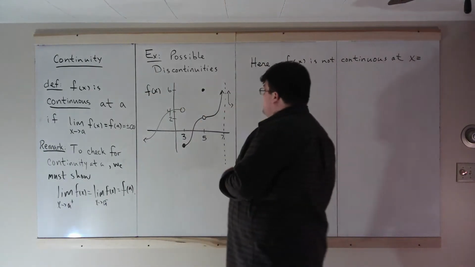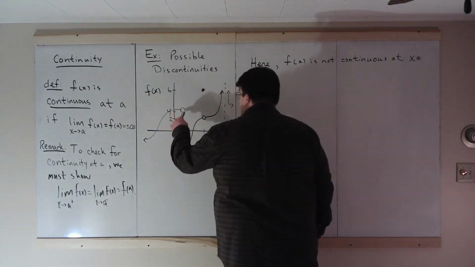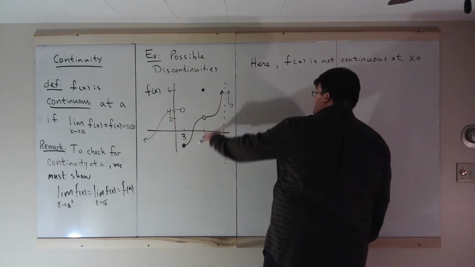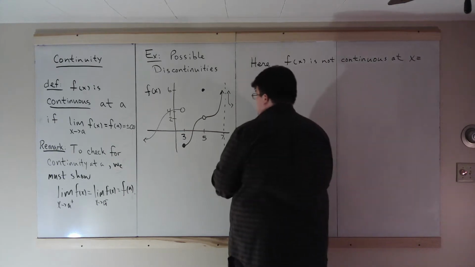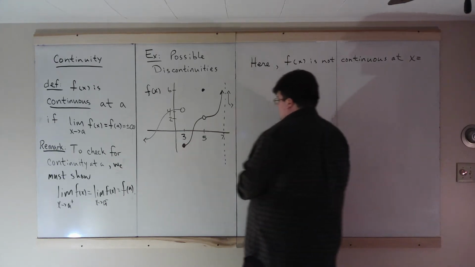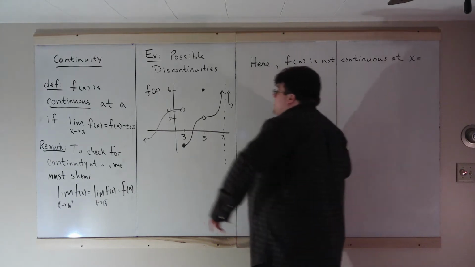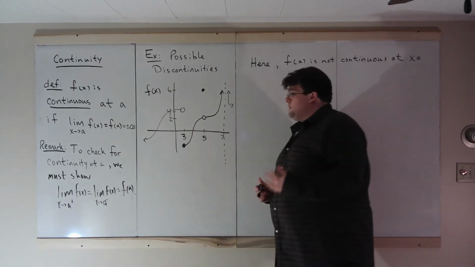So we have this function. It goes up here, open dot, closed dot, open dot. And then we have a vertical asymptote at 7. After 7, it actually doesn't matter what it does, so we'll just say it looks like that. Now, there are 3 discontinuities.